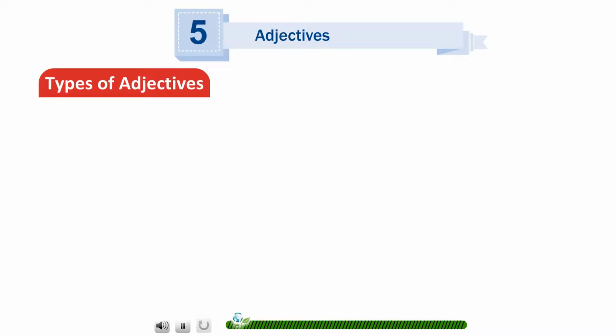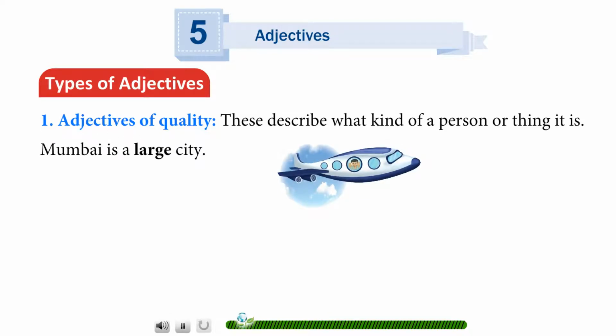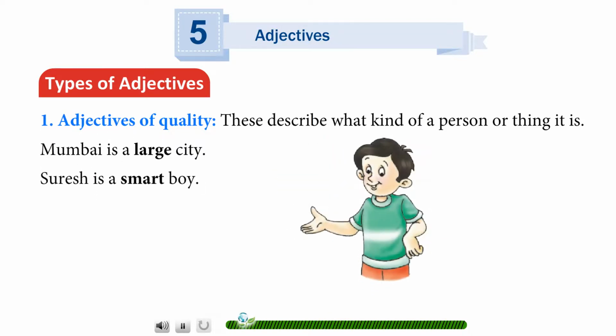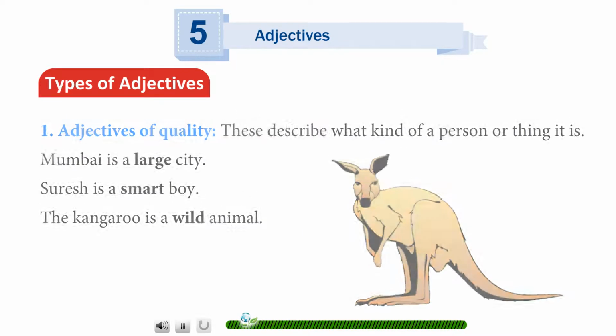Types of adjectives. Adjectives of quality. These describe what kind of a person or thing it is. Mumbai is a large city. Suresh is a smart boy. The kangaroo is a wild animal.